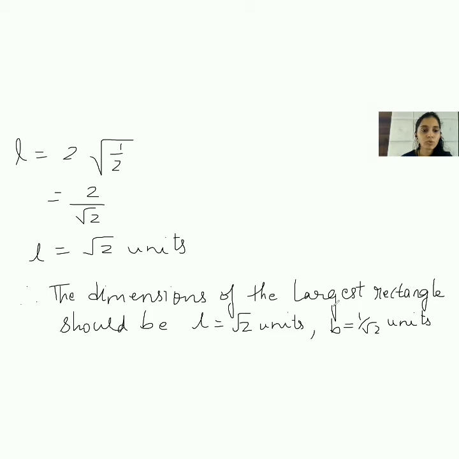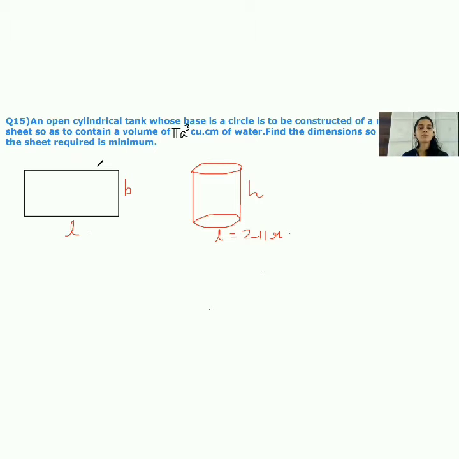This is question 14. Let us move to question 15 now. An open cylindrical tank whose base is a circle is to be constructed of a metal sheet so as to contain a volume of pi cubic centimeters of water. Find the dimensions so that the sheet required is minimum.